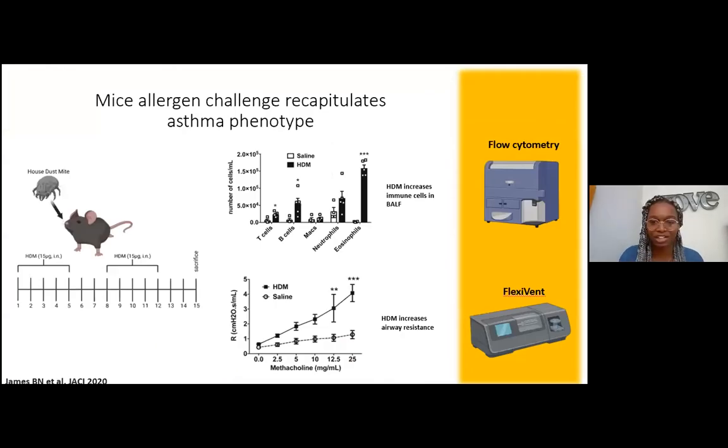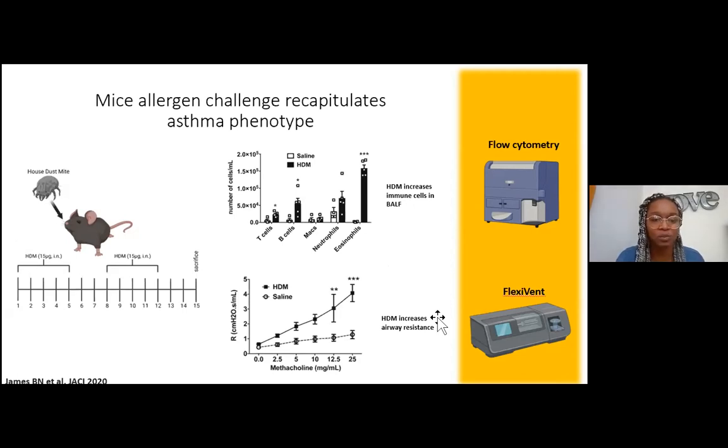And so for my project, we utilized a mouse model that recapitulates a lot of the clinical phenotypes that I just went over. And so to do this, I used C57 Black 6 mice that are given a total of 10 intranasal injections of house dust mite over the span of about 2 weeks. And on day 15, the mice are sacrificed, and I was able to measure levels of different immune cell populations in the bronchoalveolar lavage fluid, or BALF.